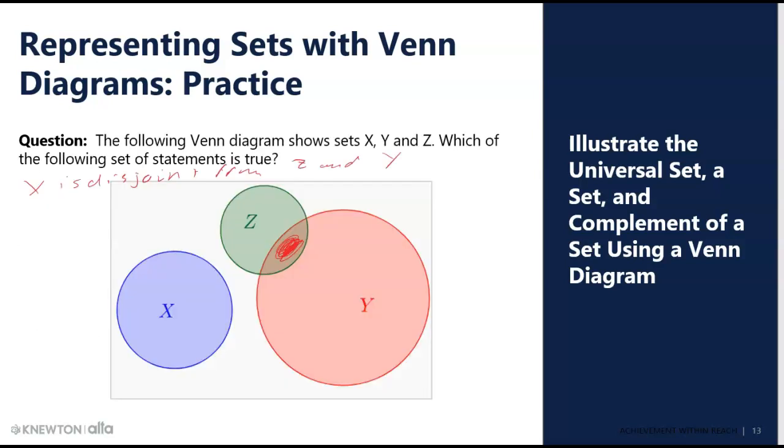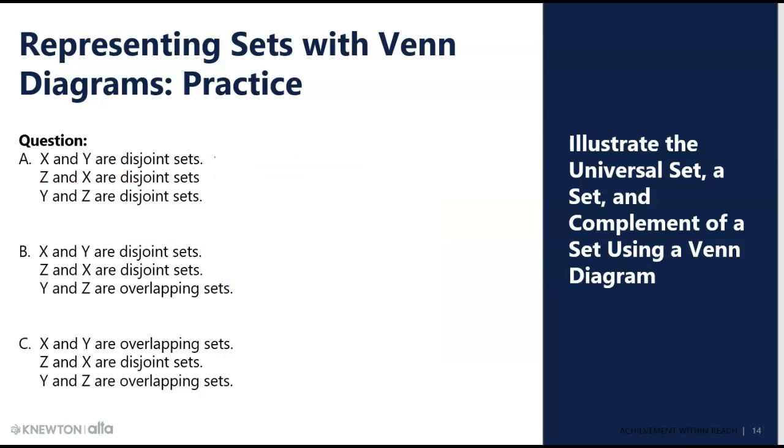Let's go back to our picture. X is disjoint from both Z and X is disjoint from Y. And I said that and I answered that wrong. So X is disjoint from Y. X is disjoint from Z. But Y and Z have an overlap, so this is not true. So I can't pick A.